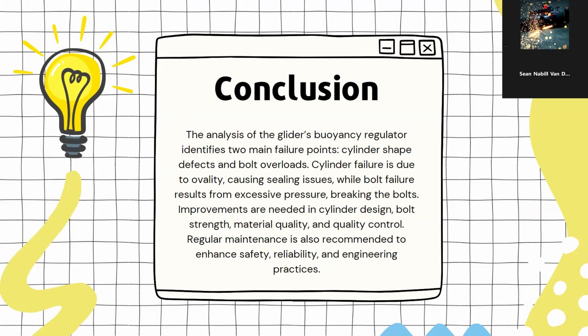In conclusion, addressing material selection, design improvements, and manufacturing precision is essential for preventing mechanical failures in components like cylinders and bolts. By implementing regular maintenance and inspection, we can ensure long-term reliability and safety in these systems.